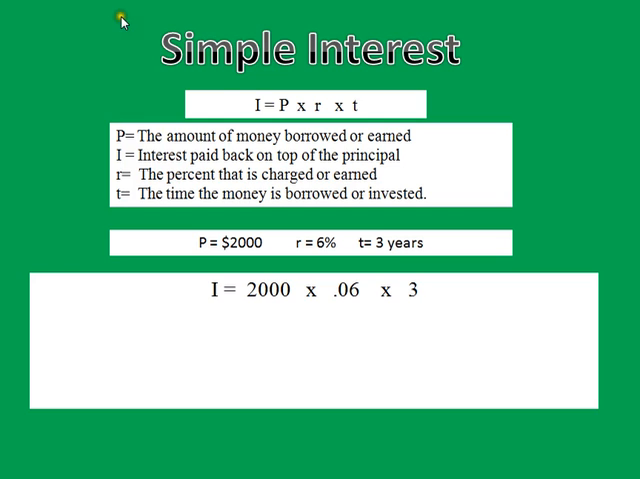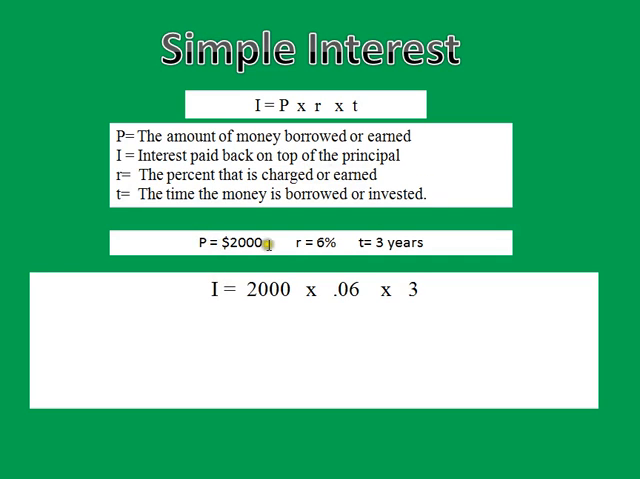Okay, so this formula right here is the formula we use when calculating simple interest. I equals P times R times T. Okay, the P is the principal. It's the amount of money you borrowed or you earned. The I is the interest that you pay back on top of the principal. The R is the percent that is charged or earned, and the T is the time the money is borrowed or invested.